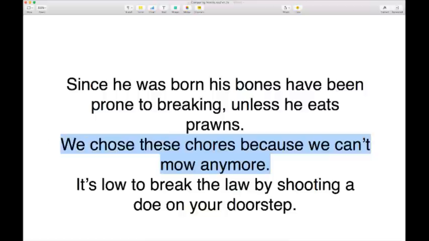We chose these chores because we can't mow anymore. We chose these chores because we can't mow anymore. We're looking at this. Chose these chores because we can't mow anymore. So you have the sounds there we've been working on. Chose, chores. Mow, more. Chose, chores, mow, more. We chose these chores because we can't mow anymore.